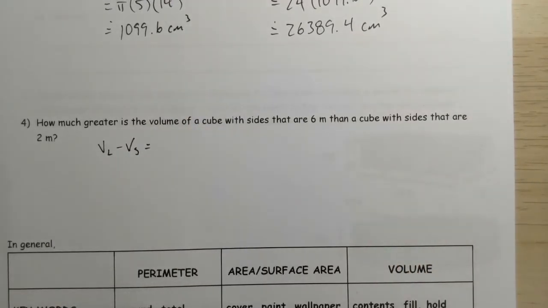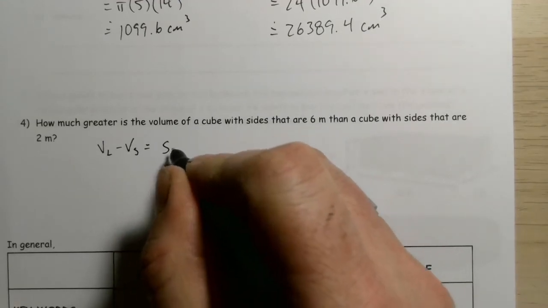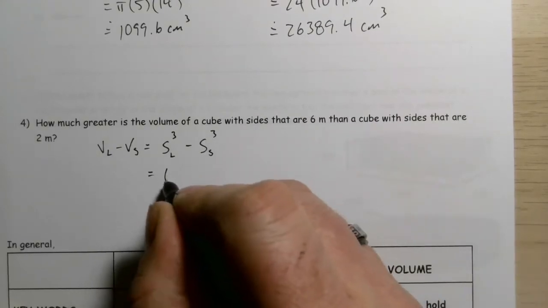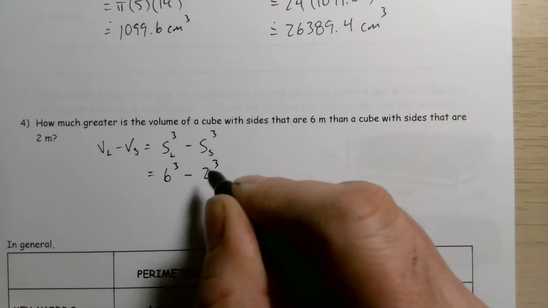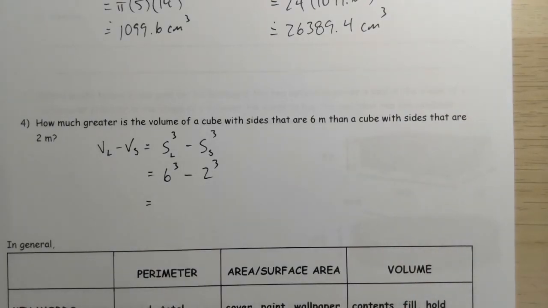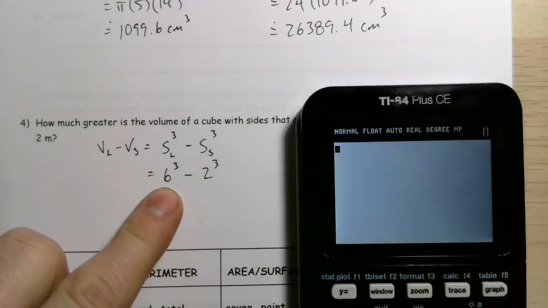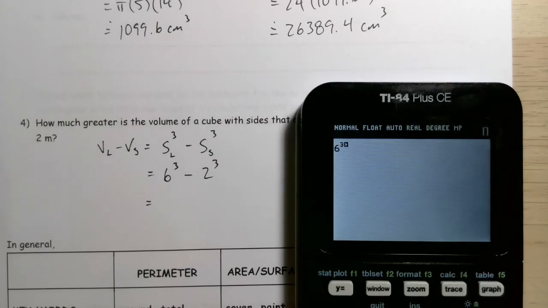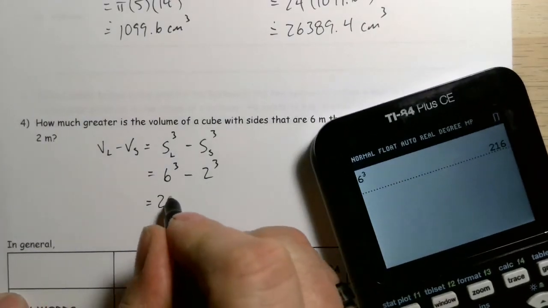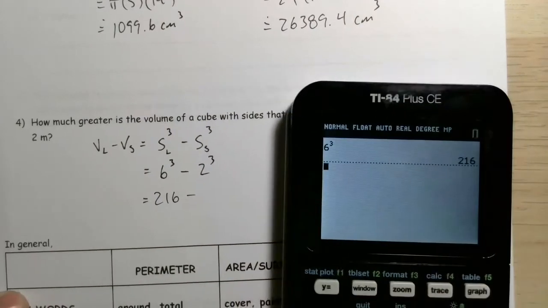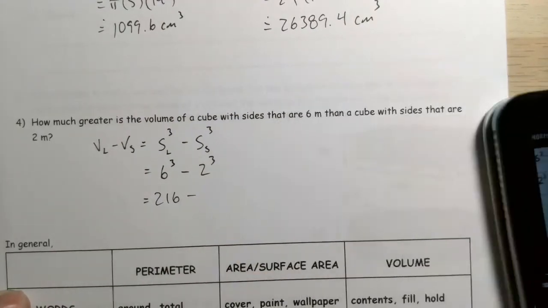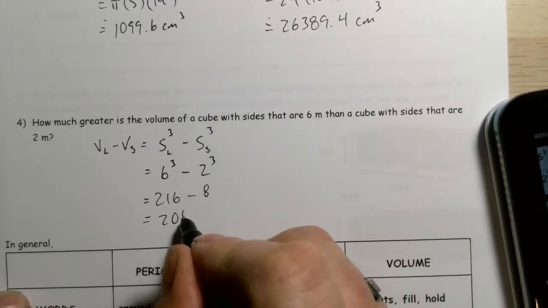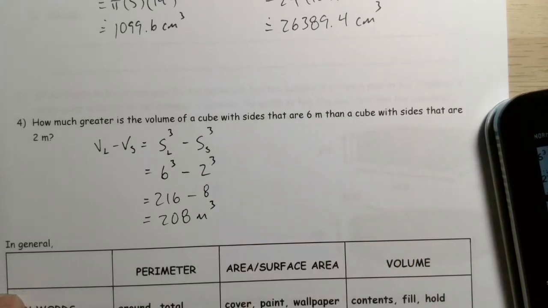Now remember, because these are cubes, it's going to be the side length of the larger one cubed minus the side length of the smaller one cubed. So in this case, it'll be 6 cubed minus 2 cubed. And bear in mind how order of operations works here. We're going to evaluate the cube before we do the subtraction. So maybe we'll do this in pieces. 6 cubed is 216. 2 cubed is going to be 8. And then 216 minus 8 will be 208 meters cubed. That's going to be the difference between them.